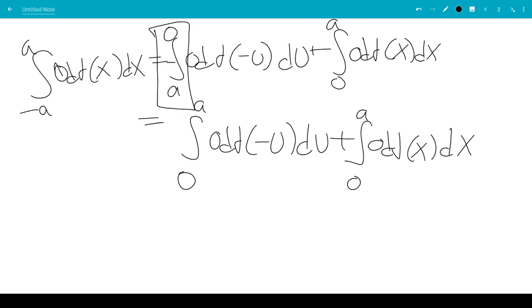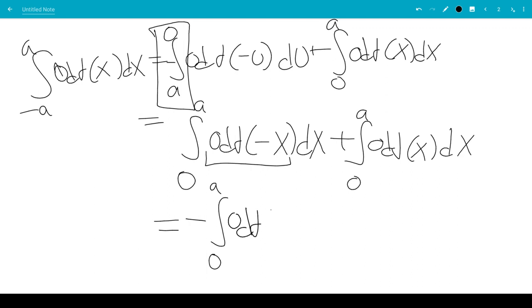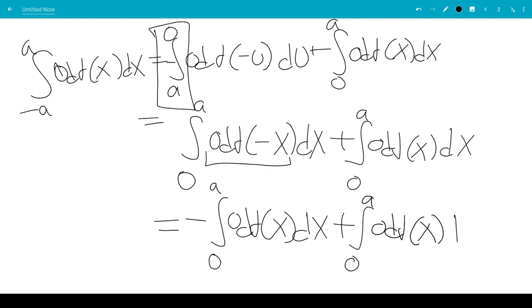Now we can do the simple substitution, changing u back to x. We know that the odd function of negative x is negative times the odd function of x, because it's odd, so we have negative the integral from 0 to a of the odd function of x dx, plus the integral from 0 to a of the odd function of x dx.